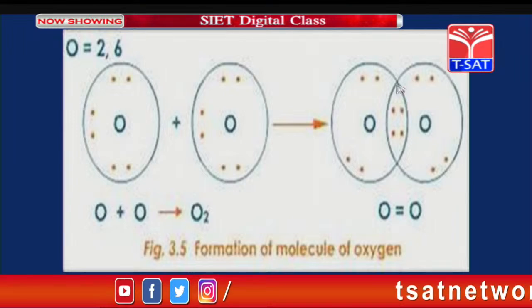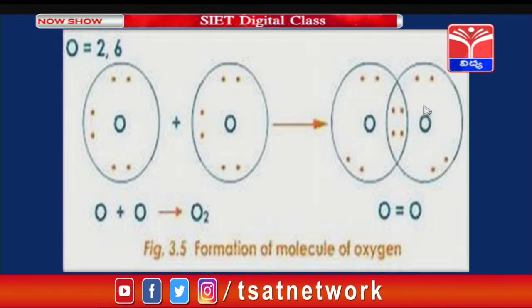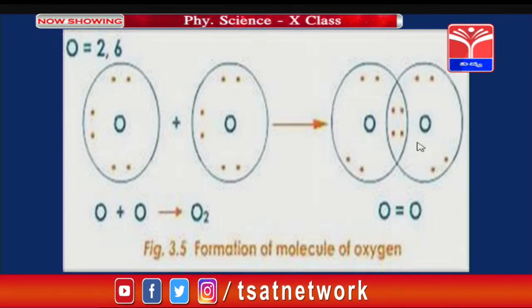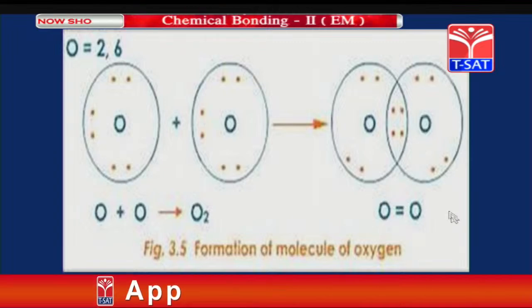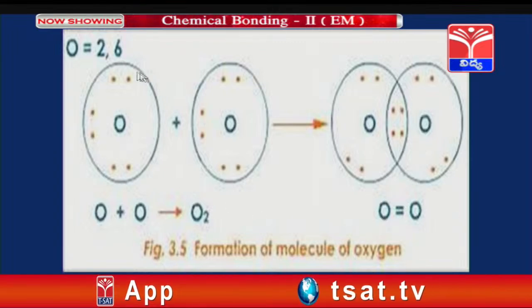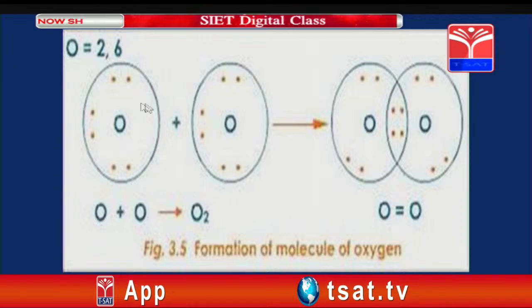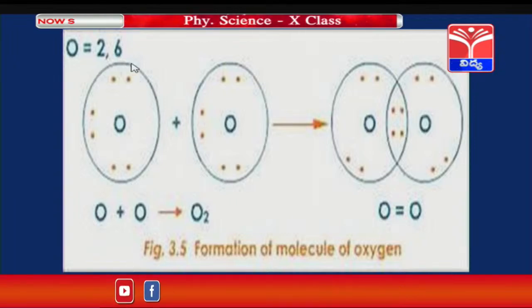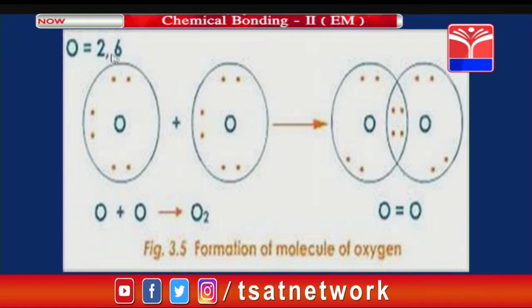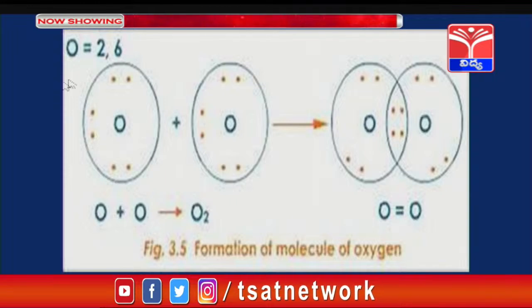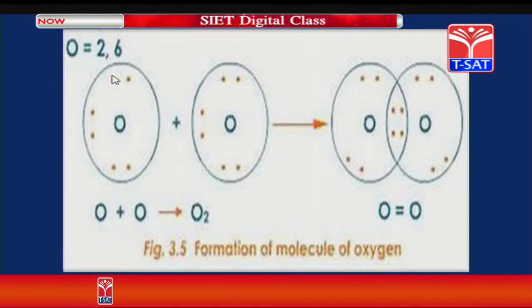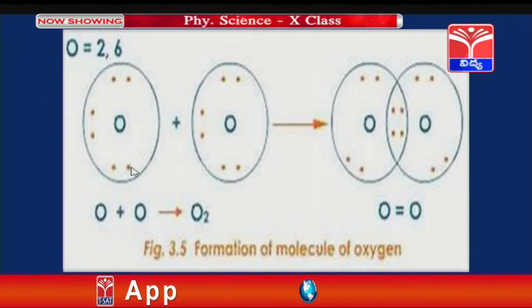Oxygen molecule. An oxygen molecule is formed when 2 oxygen atoms combine with each other. So, how are they combining? Now, look at the atomic number of oxygen. Atomic number of oxygen is 8. The electronic configuration of oxygen is 2, 6. That means there are 6 electrons in the valence shell. So, we have represented them in the form of dots.